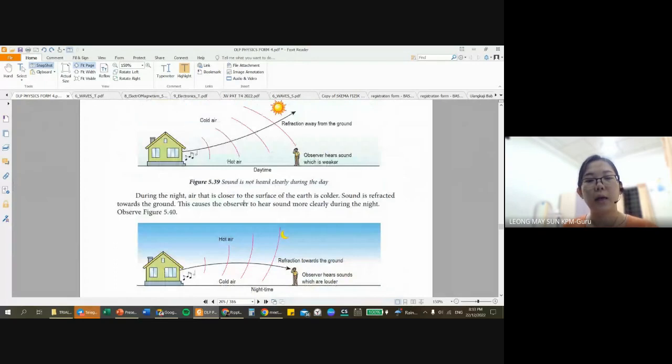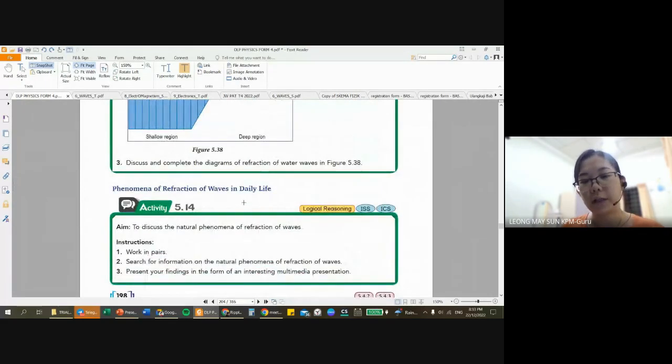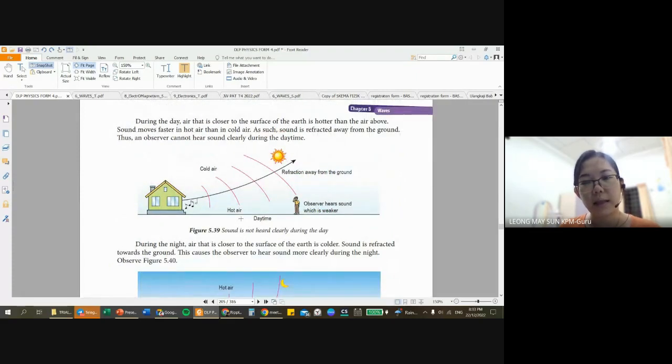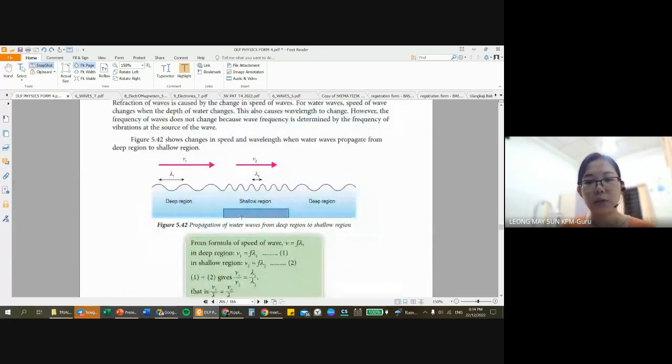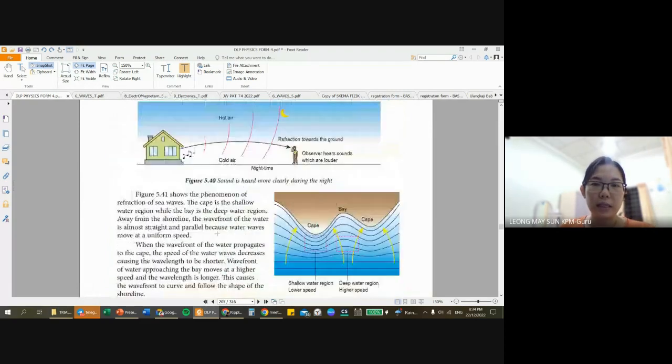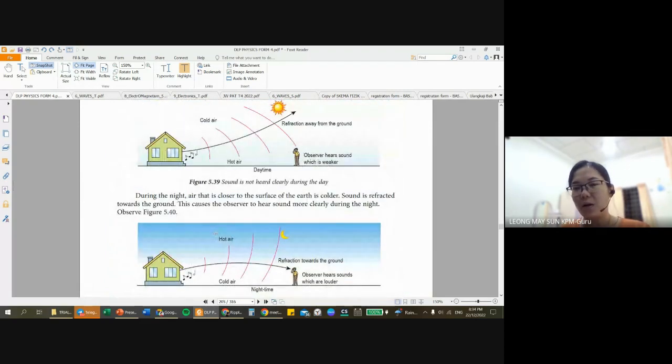Okay, good. Now we're going to go to refraction of wave. You would notice that the part that we're going to explain right now is sound wave. We're not going to explain much about light wave because light wave is in the next chapter. So in this chapter of wave, we focus mainly on sound and water waves. Okay, for reflection, diffraction, interference, I think we are going to talk about light waves. Now let's talk about sound wave.